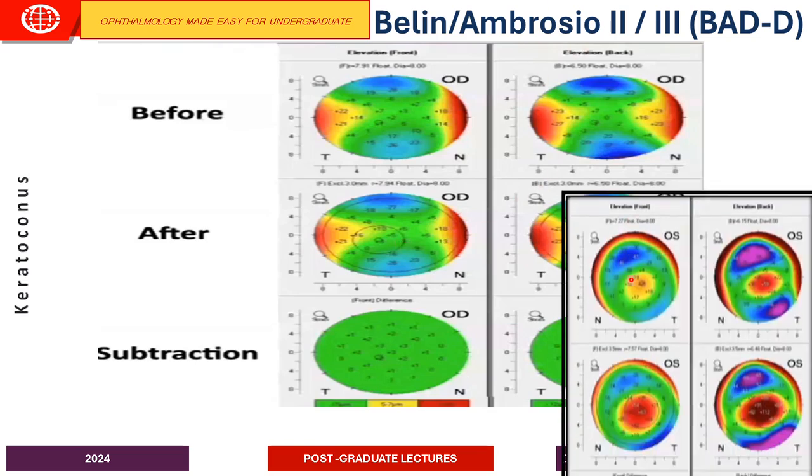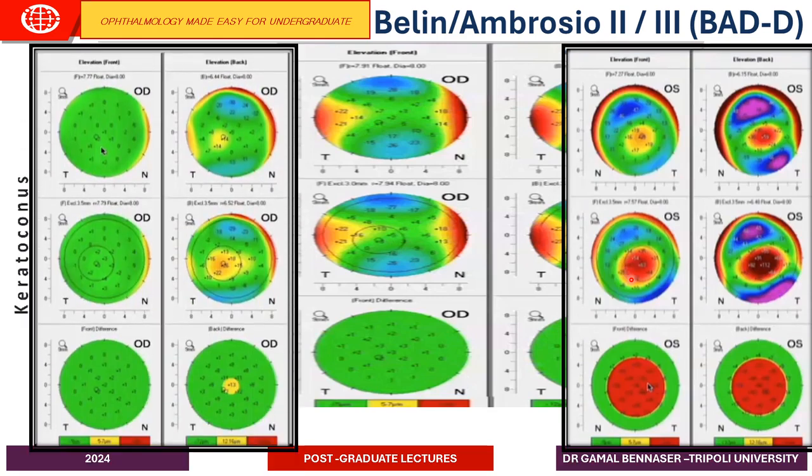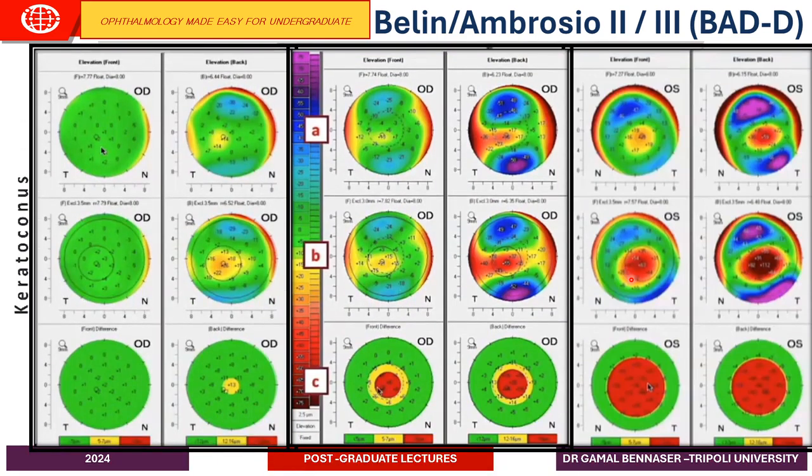Now, if we apply these to these maps, you have three maps, as you can see here. For example, the leftmost one, after we apply the Belin-Ambrosio display, this is using the enhanced reference surface. You can see very minor elevations here eccentrically, and they get enhanced after using the enhanced reference surface. And this is a subtraction map, which shows the difference between the two maps, but it's still within the yellow area, which is the suspicious zone.